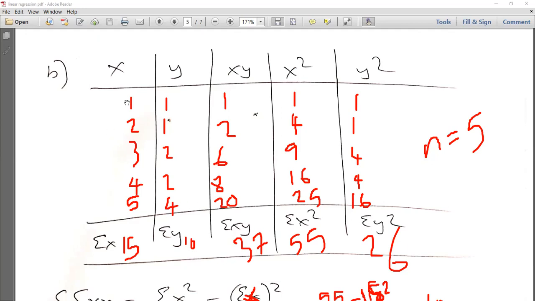Then we're squaring each of these ones here. 1, 4, 9, 4 times 4, 16, and 25. Then 1 times 1, 2 times 2, 4 times 4. So we're squaring this column here. So this is how we're getting this, and we're totaling up each of these elements there. And our n is 5 because the 5 pairs that we have are simply giving us how many we have as our rows.